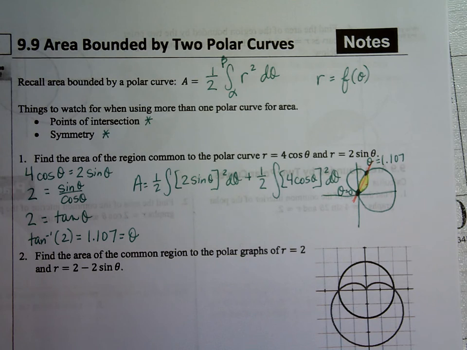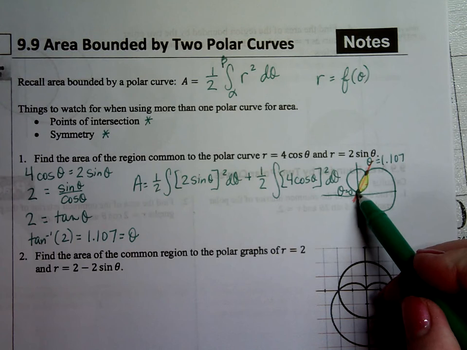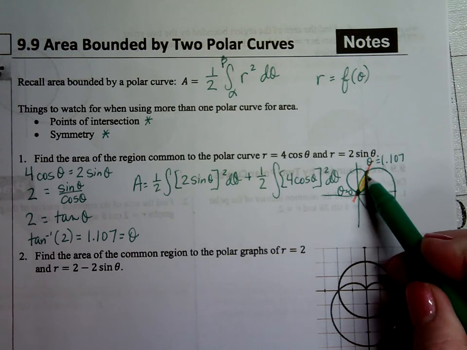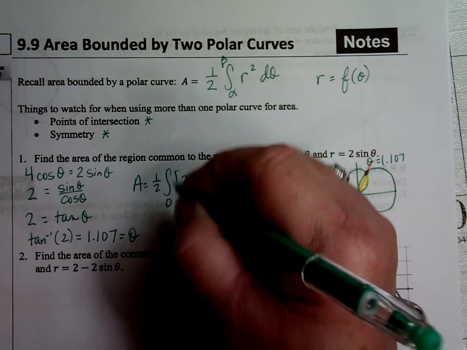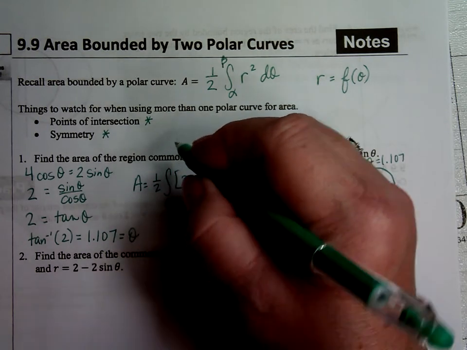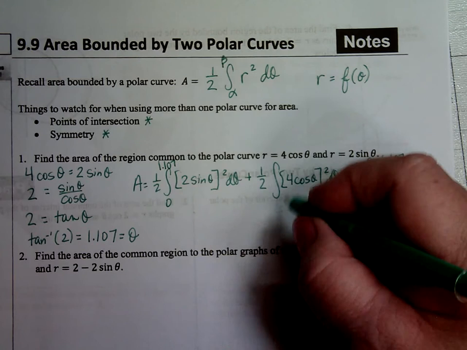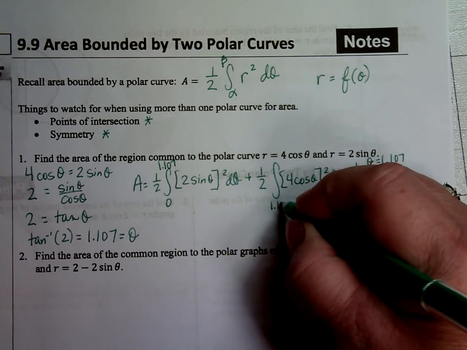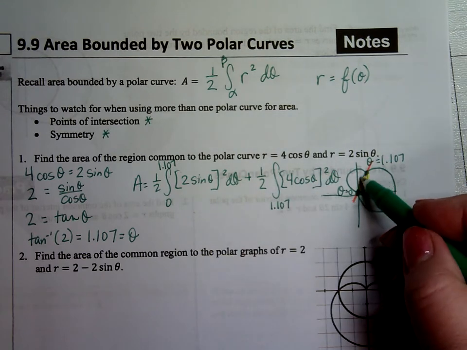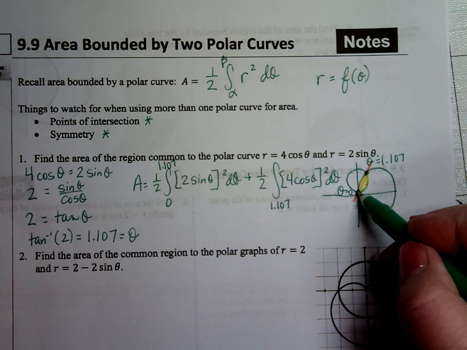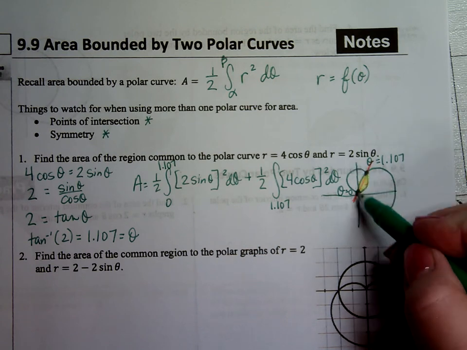But then the question is, what are the bounds? Well, the first set of bounds go from 0 to the point of intersection. So this one is 0 to 1.107. And the second one has to pick up from that same point, 1.107. But where do I get to connect this back to 0 again? Hopefully you're thinking of, oh wow, that's at pi over 2.